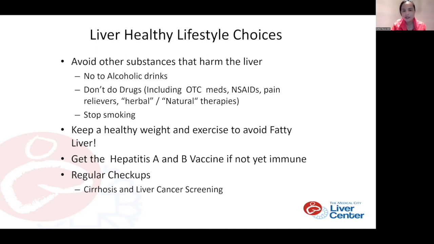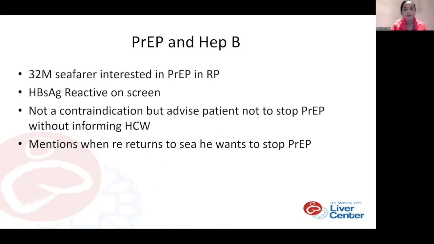We advise the patient to go on a healthy weight and exercise regimen to address the fatty liver. And if your patients do not have hepatitis A antibody, please vaccinate them. In the case that this patient had maybe HCV co-infection and was anti-HBs non-reactive, then you vaccinate them for hepatitis B and advise them to have regular liver checkups aside from their HIV follow-up.